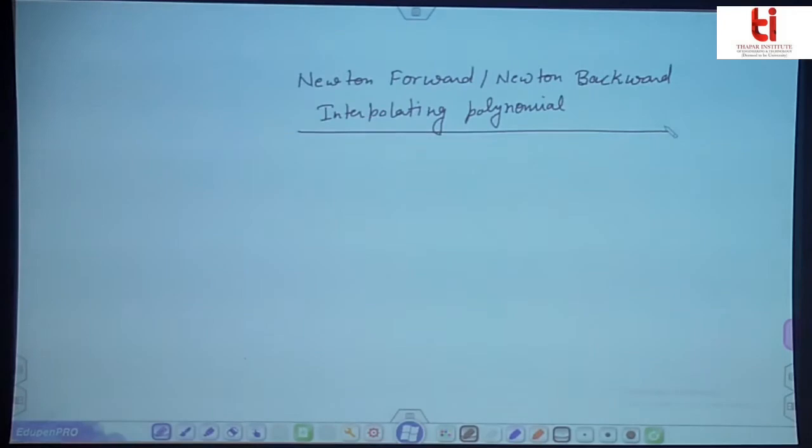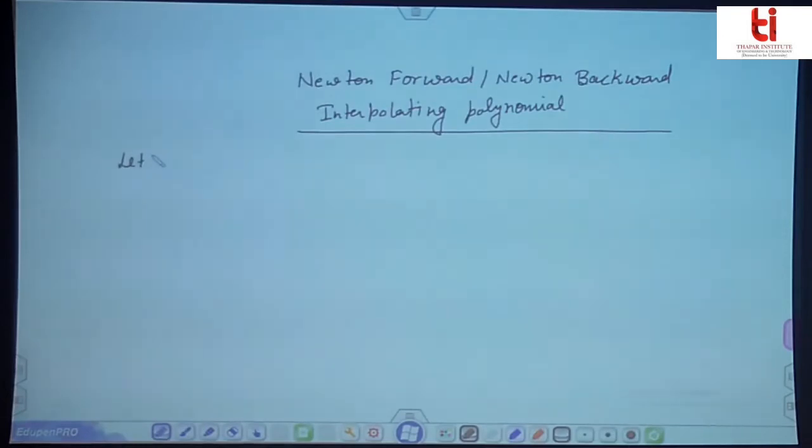Okay. In the last lecture, we discussed the Newton divided difference interpolating polynomial. In Newton divided difference and Lagrange interpolating polynomials, nodes are not required to be equally spaced. Now we are arranging nodes in equally spaced form. Then we can get a modified formula that we call the Newton forward formula or backward formula.